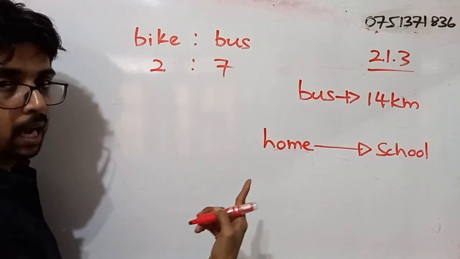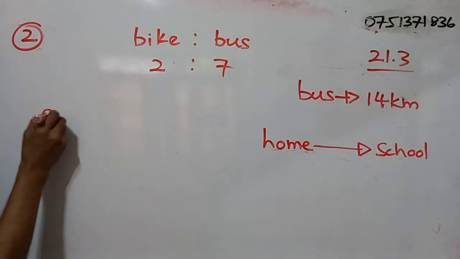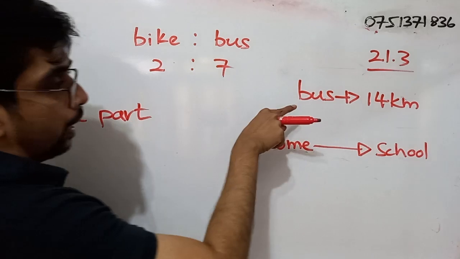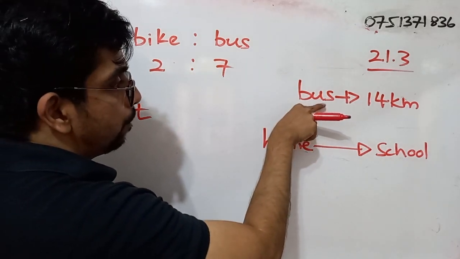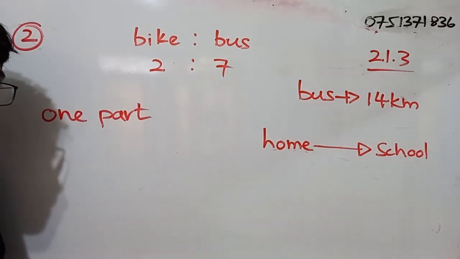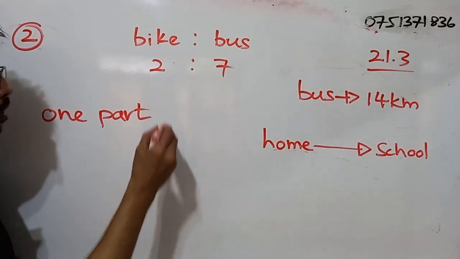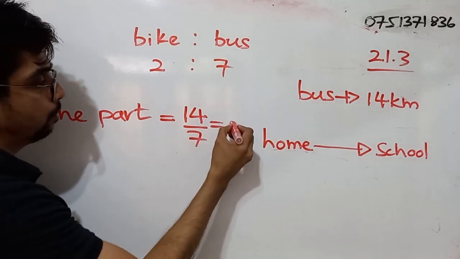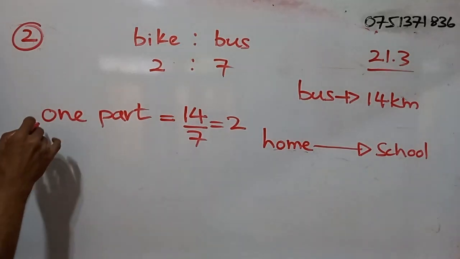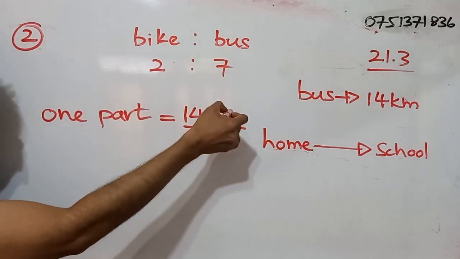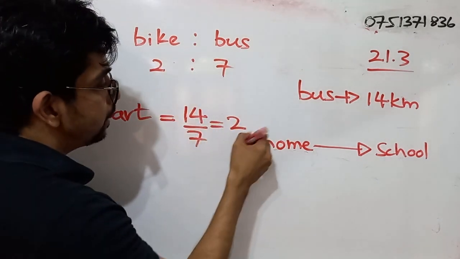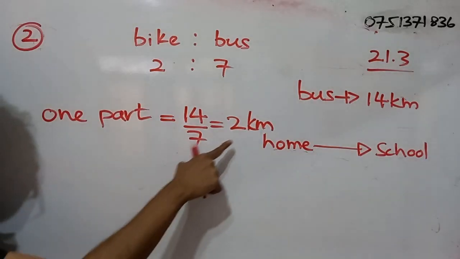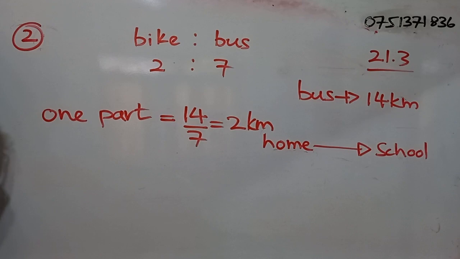So we have to find it. How can we do it? The first thing is we can easily calculate the value of 1 part. The distance that he travels using the bus is 14 kilometers. From that we can calculate the value of 1 part. What do we have to do? 14 divided by 7. So that will be 2. So 1 part is equal to 2. These are kilometers. So we know the value of 1 part, which is 2 kilometers.